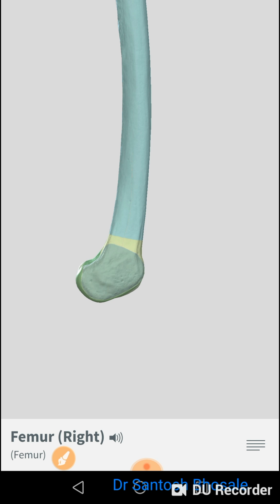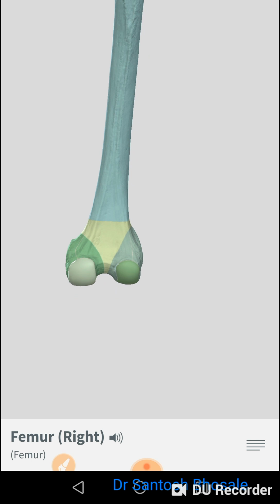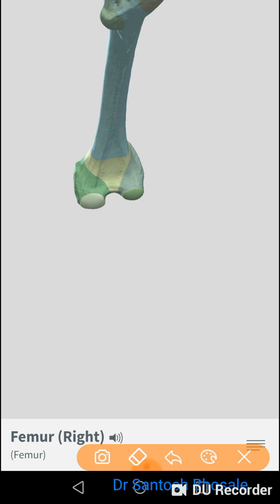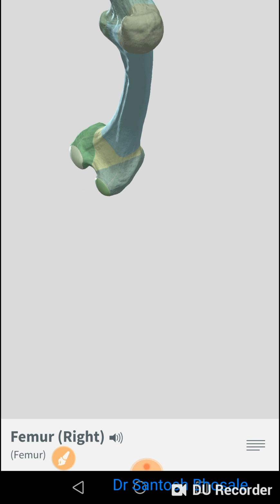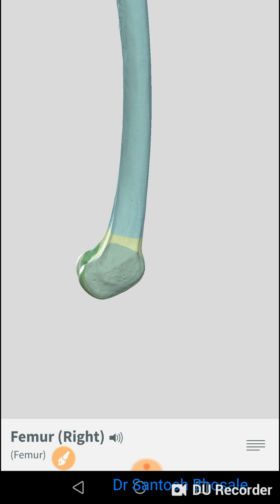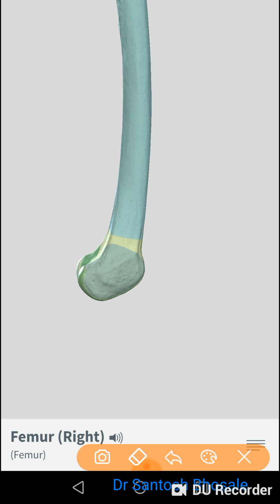You can see they are as if projecting from the lower end, and posteriorly they are supported by a notch that is called the intercondylar area or fossa or notch, and project backwards much beyond the plane of the popliteal surface of the femur. You can see here is a popliteal surface. They are projecting here like this.